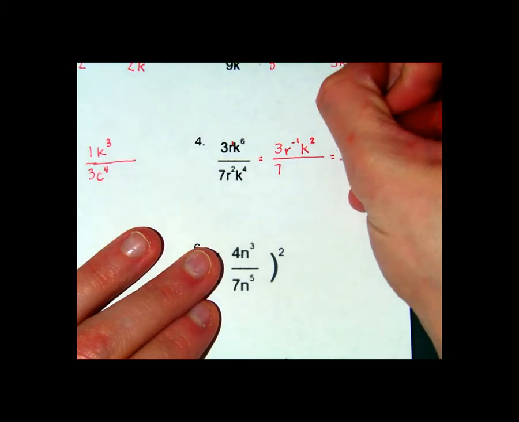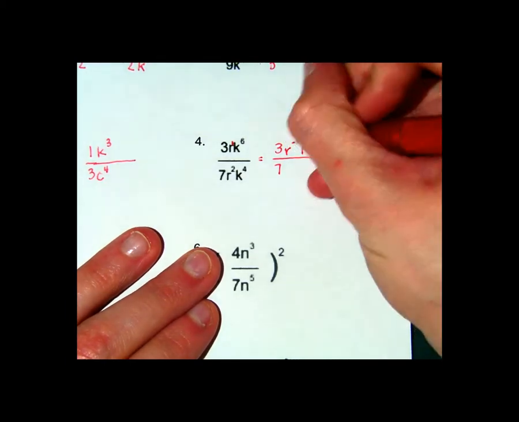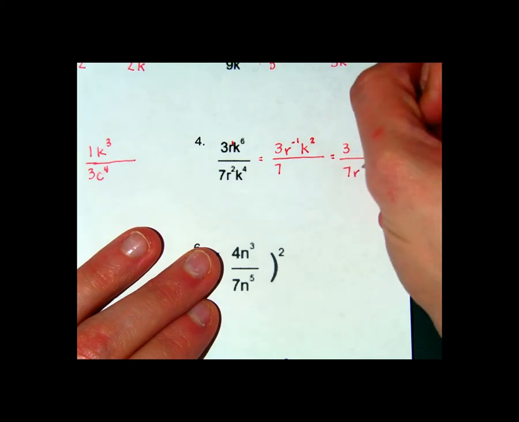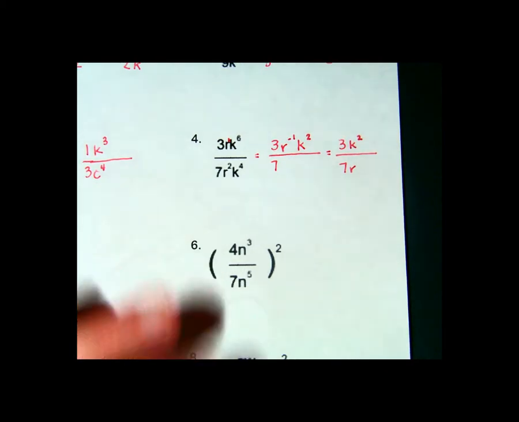So I've got 3 and 7. R to the negative 1 needs to change locations. I don't have to put the 1. K squared needs to stay in the same place because it is not a negative exponent.